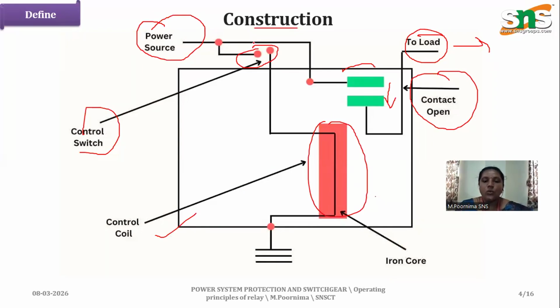What happens when the switch closes? The coil gets energized. Once it gets energized, the contactor gets closed or opened, and power supply goes to the load. So this is the basic construction.